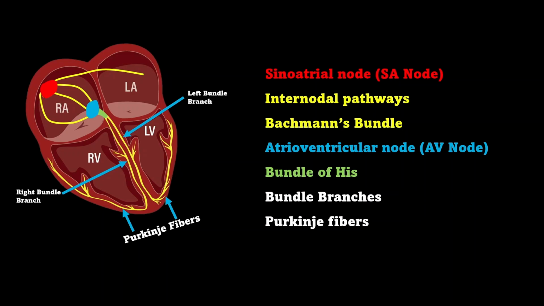So to recap, an impulse should originate in the SA node, which is located near the top of the right atrium, and will spread to the left atrium through our Bachmann's bundle. It will head to our AV node through our internodal pathways. From here it goes to the bundle of His and bifurcates to our left and our right bundle branches.